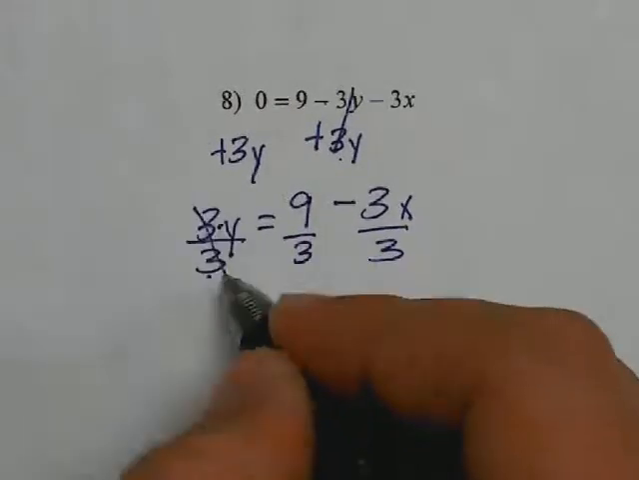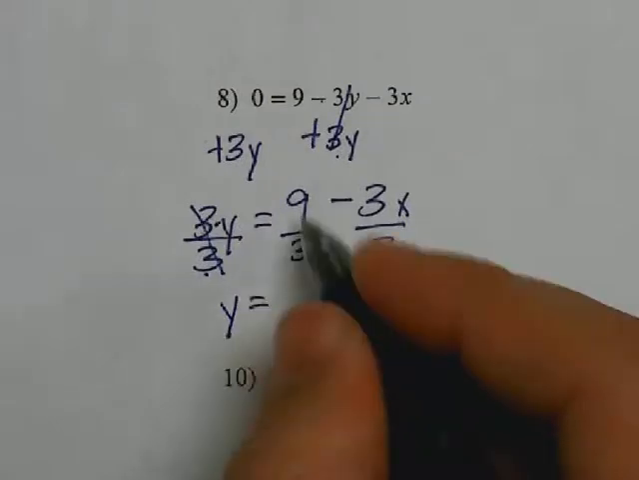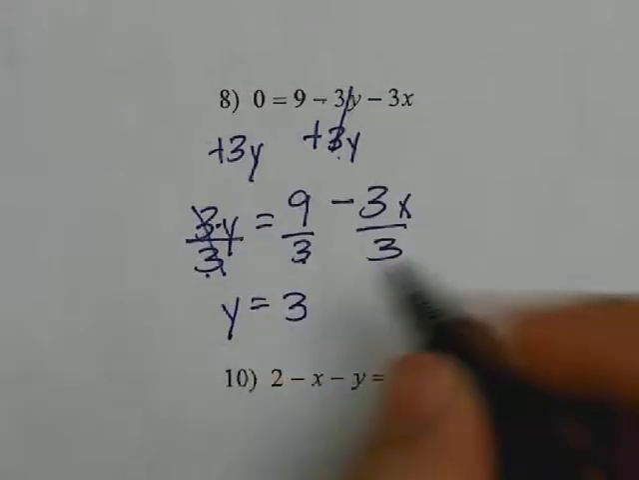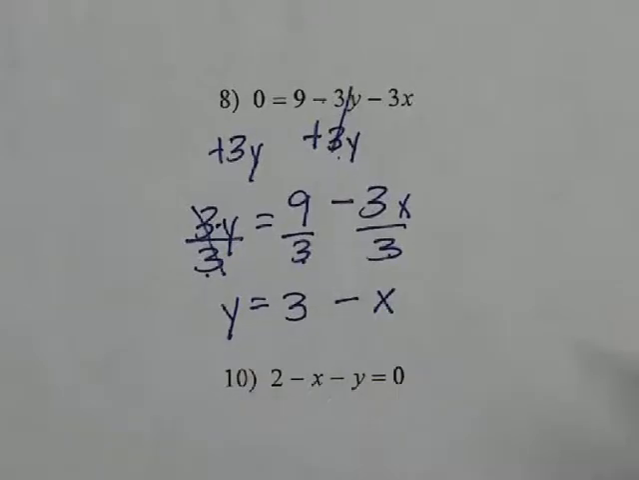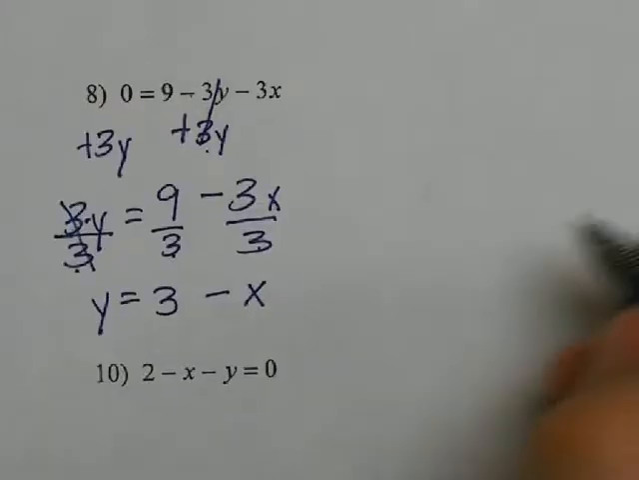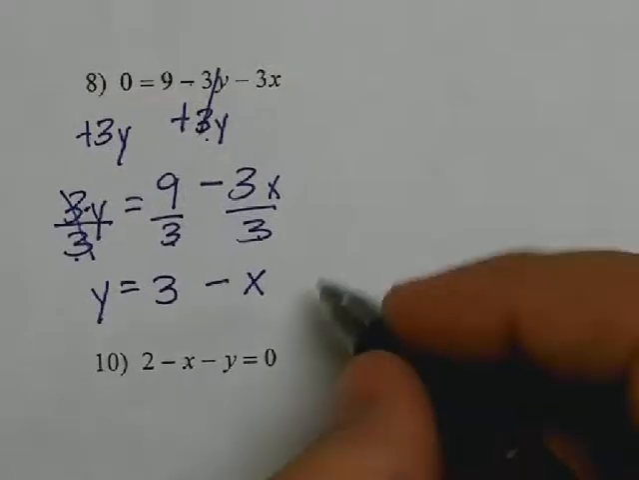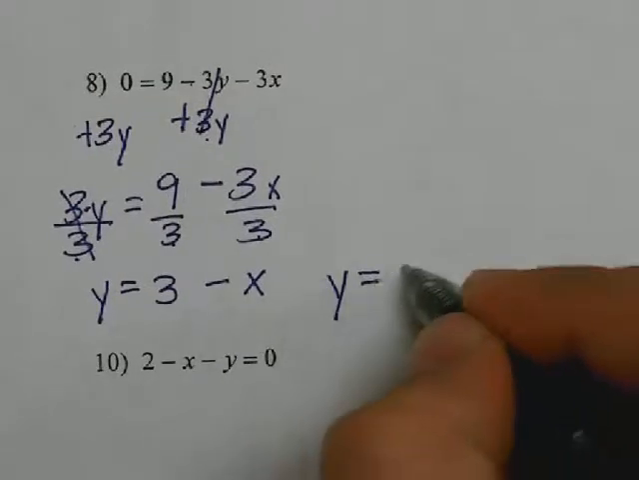So this cancels. I'm left with y equals 9 divided by 3 is 3. And then negative 3x divided by 3 is negative 1x, or just simply negative x. Notice this is not in slope intercept form, so we're going to put it in slope intercept form. y equals negative x plus 3.